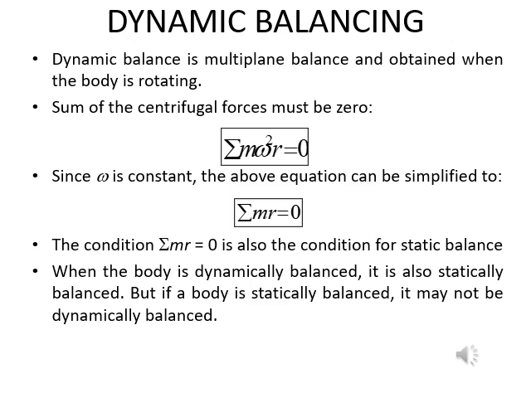Since omega is constant, the above equation can be simplified into the summation of m times r being equivalent to zero. The condition of this equation is also the condition of static balance. So when a body is dynamically balanced, it is also statically balanced. But if a body is statically balanced, it may not be dynamically balanced. So these are two different things.